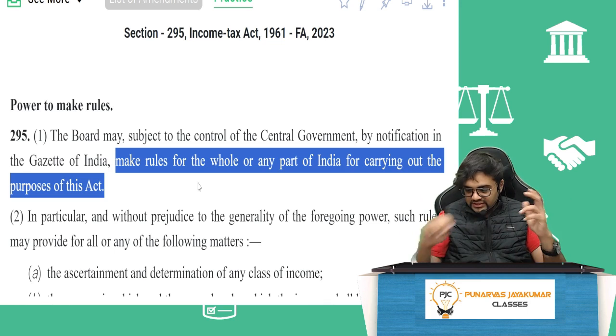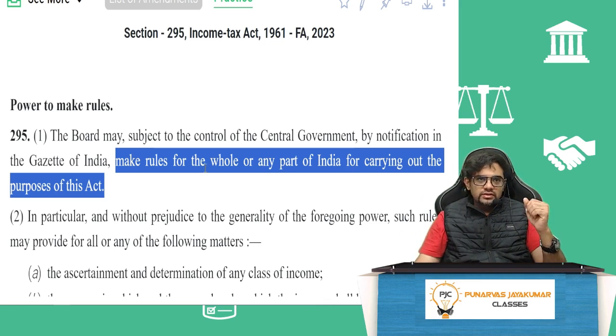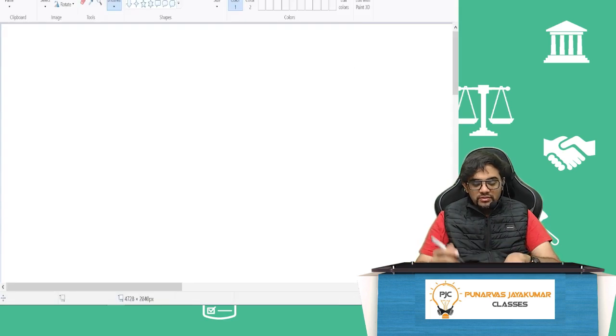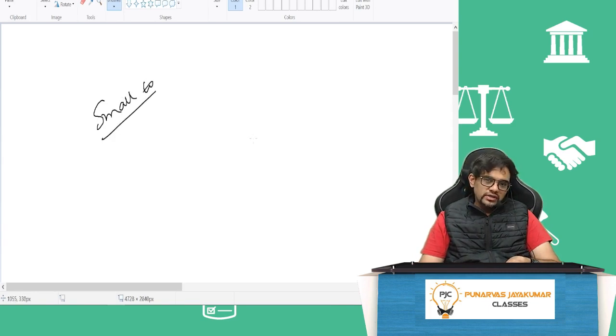Then in certain cases, there will be some issues. For example, guys, I'll just give you an example. In company law, there was a concept called small company. There is still a concept called small company. Earlier, they said your paid up capital must be less than 20 lakhs. Now it has increased the limits and all.